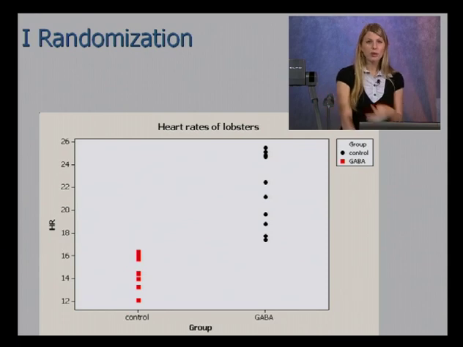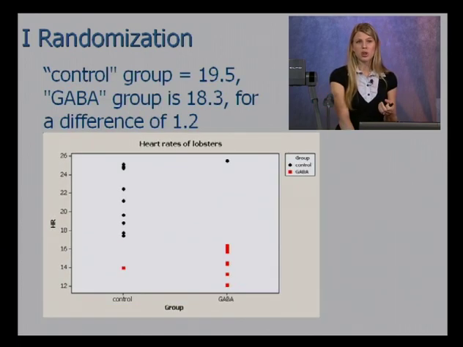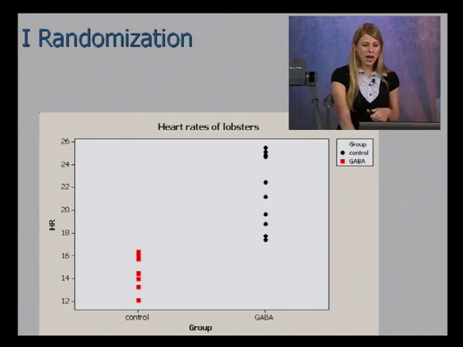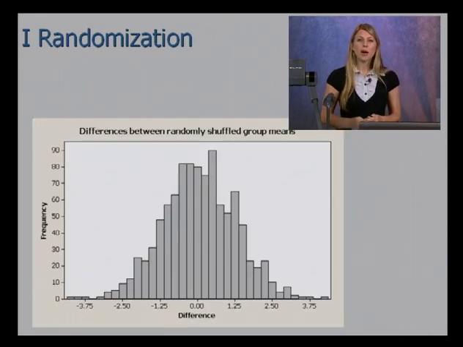So you shuffle over and over, just like I was shuffling, shuffle, shuffle, shuffle. You're going to keep shuffling. And eventually, you come up with a set of random differences. So you might do this 100 times or 1,000 times or 10,000 times, and you come up with a number of differences between the groups that's just random.